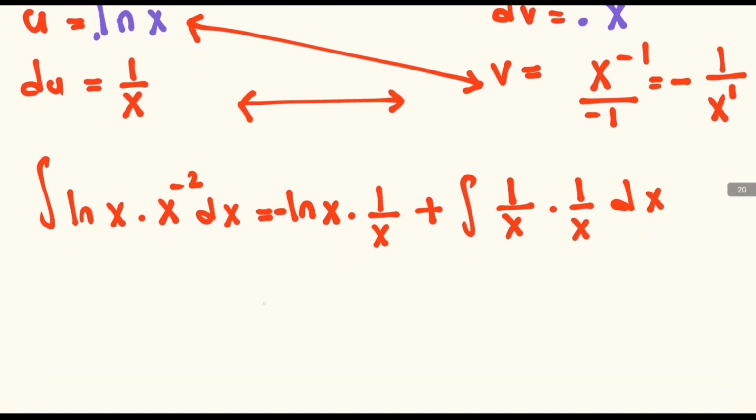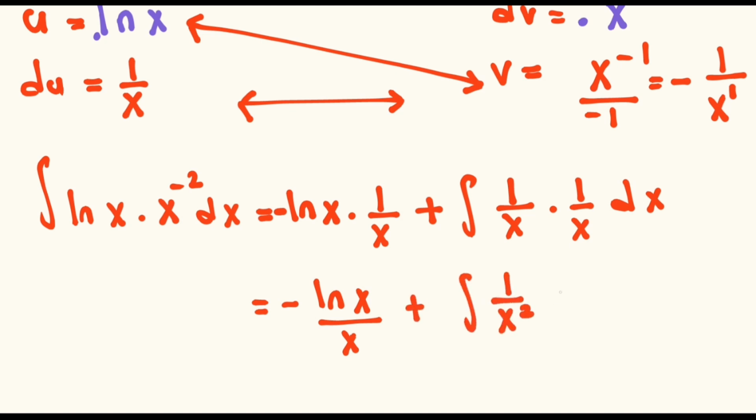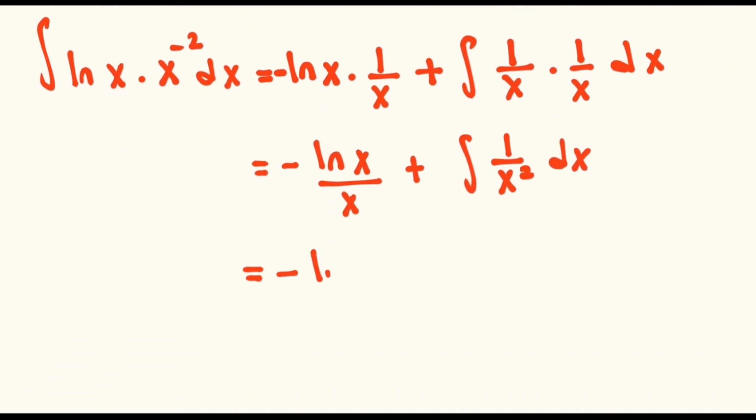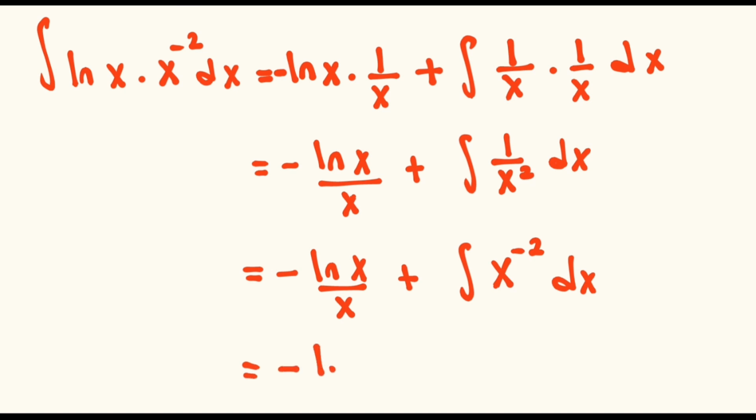dx. This will be equal to negative ln of x divided by the x plus the integral of 1 divided by x squared dx. We have the negative ln x divided by the x plus the integral of 1 over x squared. We move it from the denominator to the numerator, and this will be equal to x raised to the power negative 2 dx. And finally, we integrate the last part.